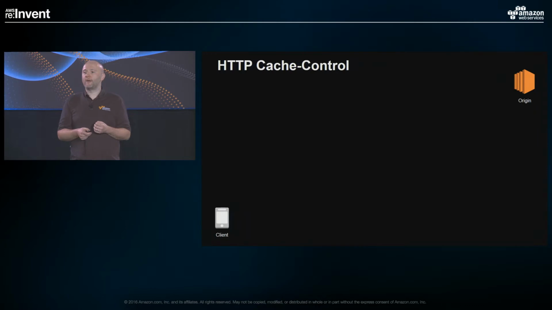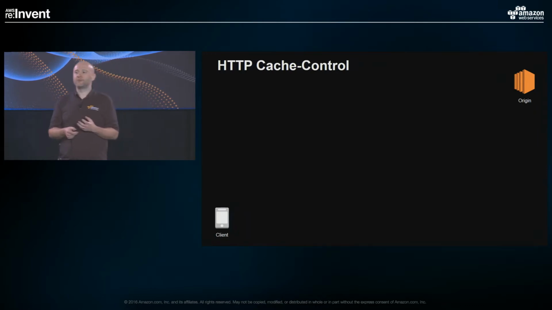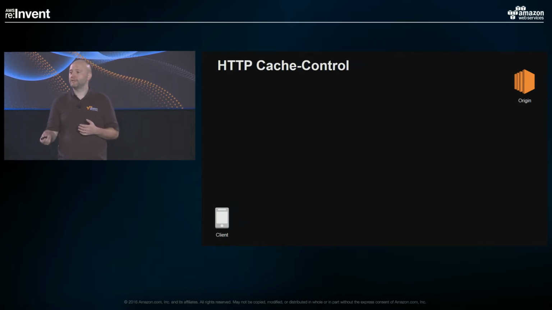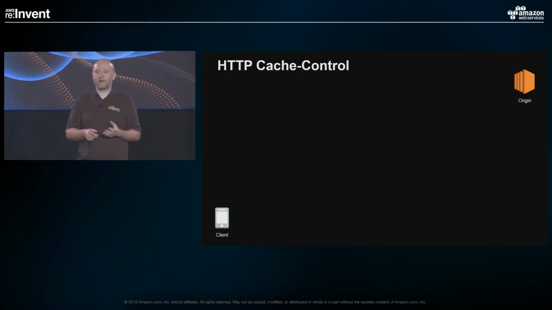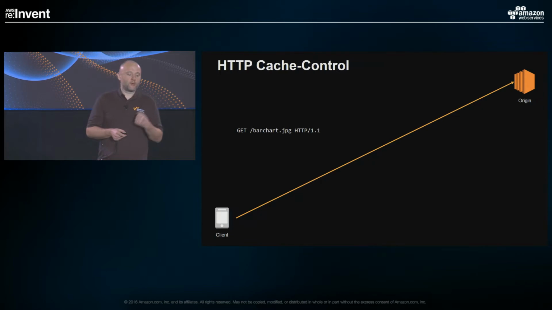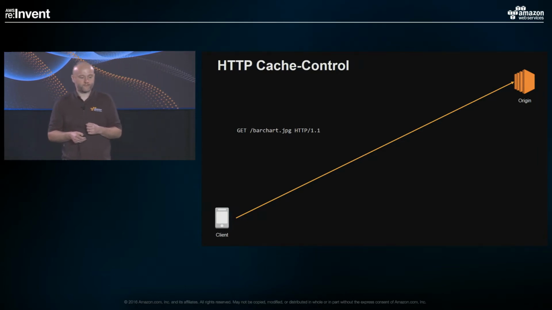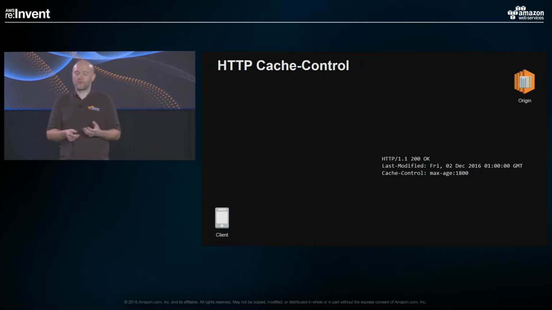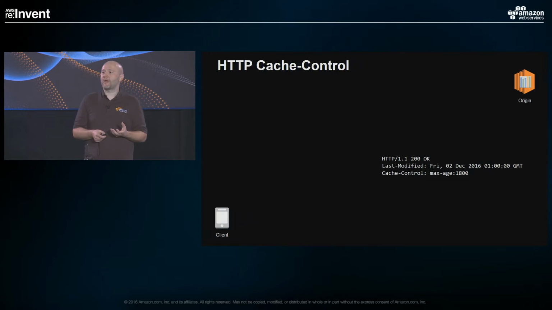This is something that's defined in the HTTP specification. Cache control itself is a header, and it can be used in both a request and a response in HTTP. I'm going to talk specifically about HTTP response cache control. So let's say we're going to make our request from our client to our origin, requesting the bar chart. Now the origin has the object, it's going to return it, and it will add extra headers in its response.